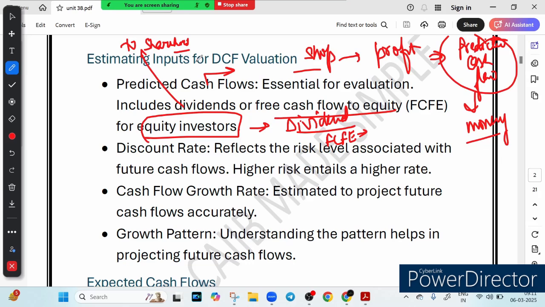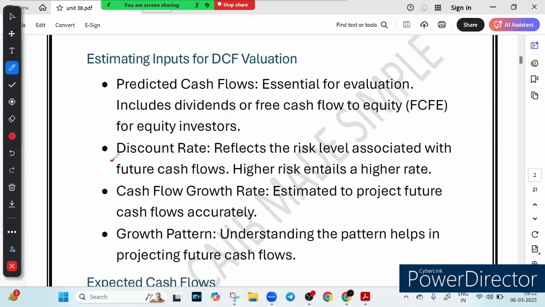Suppose an equity investor is there. He is investing in equity. So what will be the predicted cash flow for him? It could be either dividend, which is money paid to the shareholder, or it could be FCFE, that is free cash flow to equity, which means the cash left after paying expense and debt. So the more accurate your prediction is, the better your valuation will become. I hope the concept of predicted cash flow is clear now.